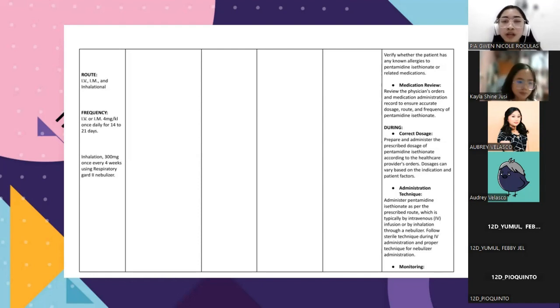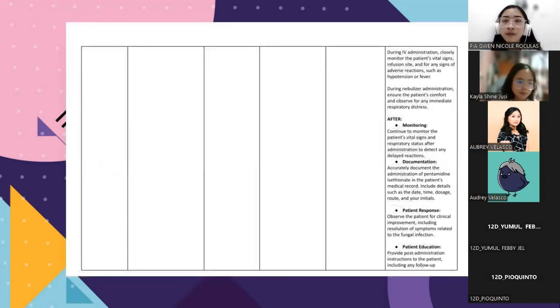Next, for monitoring. So during this administration or intravenous administration, closely monitor the patient's vital signs, infusion site, and for any signs of adverse reaction such as hypotension or fever. Okay, so during nebulizer administration naman, we have to ensure the patient's comfort and observe for any immediate respiratory distress. So we really have to observe during IV and nebulizer administration.